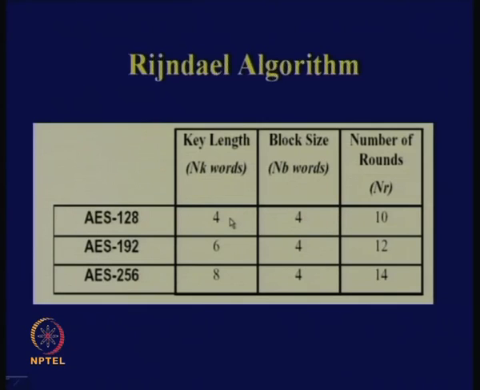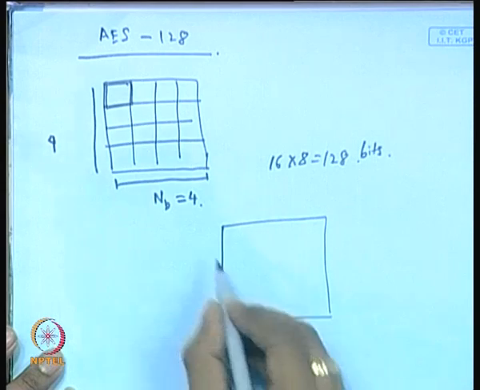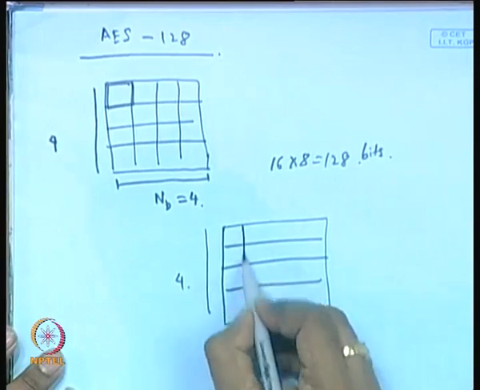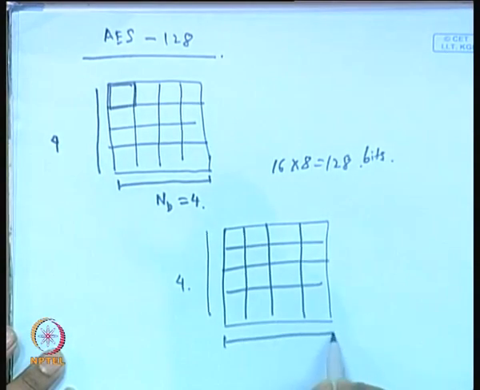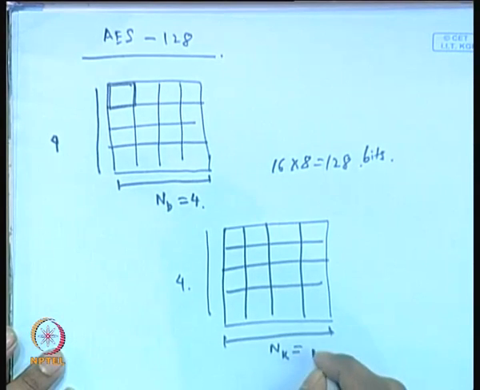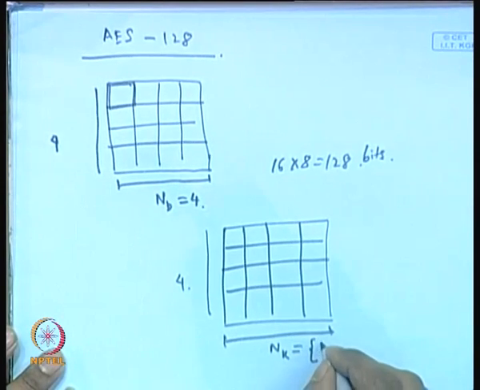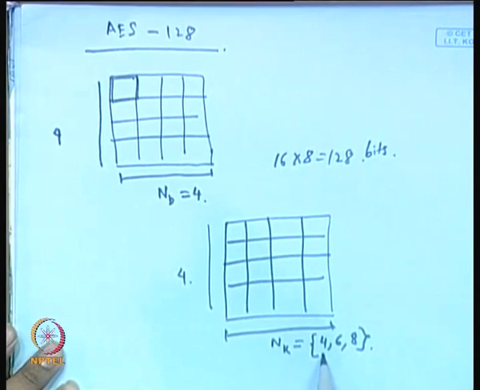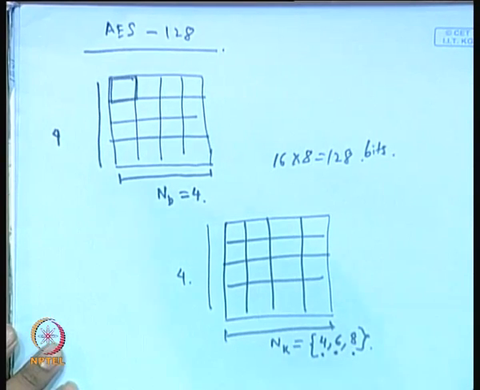But what about the key? Note that your key in case of AES 128 is 128 bits, here it's 192 bits, and here it's 256 bits. The key can also be represented analogously by another state matrix where your number of rows is still 4. You can again represent this in the form of a matrix, and your number of columns is denoted by NK, but NK is not only equal to 4, it is 4, 6, 8. In case of AES 128 it is 4, in case of AES 192 it is 6, and in case of AES 256 it is 8.